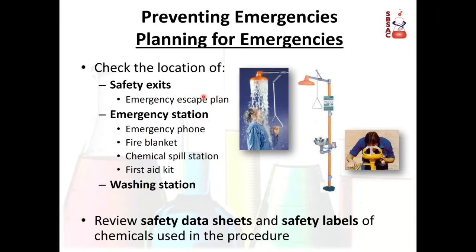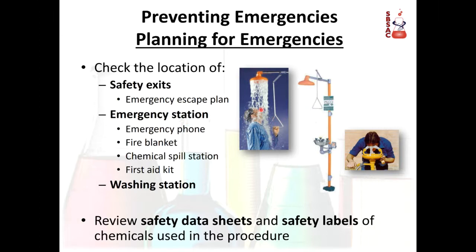So think not only where the exits are, but also where you should go to get downstairs and outside of the building if there is a major emergency. You should also localize what is called a safety or emergency station, which is where all the basic material for smaller emergencies is, like a fire. There is a fire hydrant, fire blanket, an emergency phone to connect with security if you have an emergency, a chemical spill station and a first aid kit.